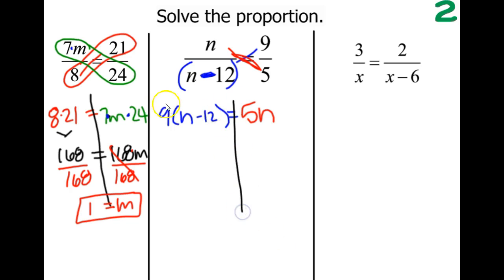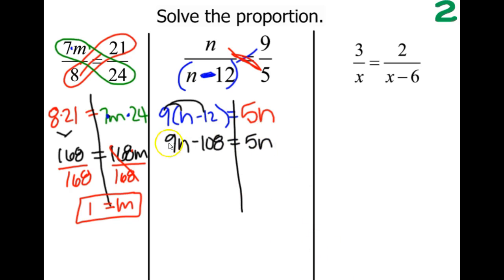So we do need to distribute this. 9 times n is 9n. 9 times negative 12 gives me negative 108. I plugged that in my calculator.